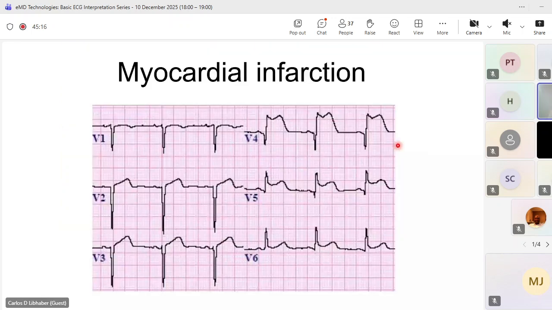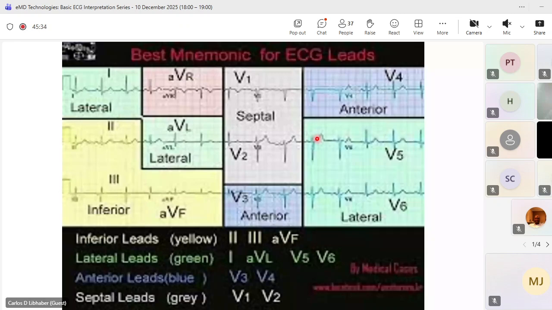Here, mainly V4, V5, and V6, a bit in V3. So anterolateral. V3, but mainly V4, V5, and V6.